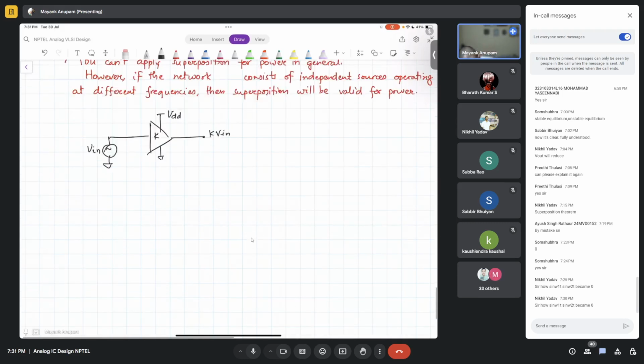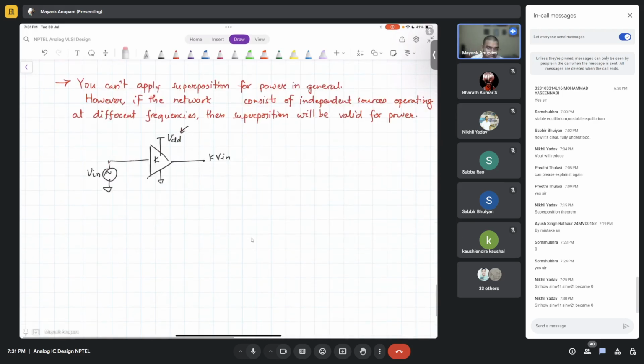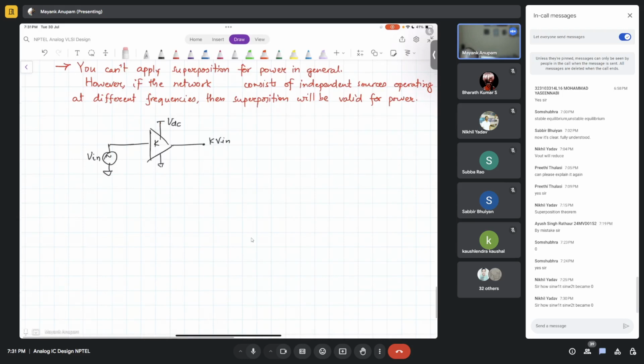Because you know that because of this VDD, the effect of its power will simply come as DC power, right? As we just saw, because VDD is a DC thing, a constant voltage. Instead of VDD, let's call it VDC, a constant DC voltage. Whereas V in may be a signal like sine of omega t, where omega might not be equal to 0. So in general you will not be able to amplify it, isn't it?